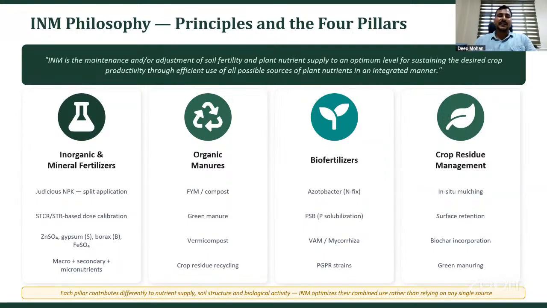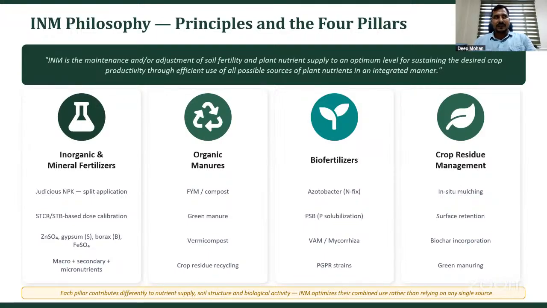Third is biofertilizer. Biofertilizer means azotobacter, PSB, mycorrhiza. They help in nitrogen fixation and phosphorus solubilization. They work as a part of the system. Fourth is crop residue management. Whatever residue is left in the field, if we recycle it, that is a free nutrient source, through mulching, surface retention, or biochar.